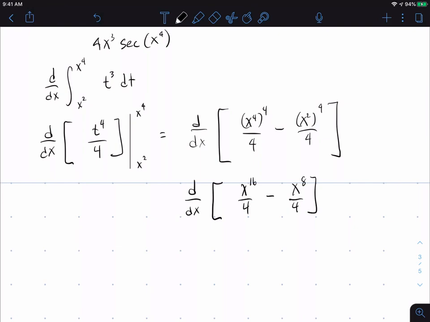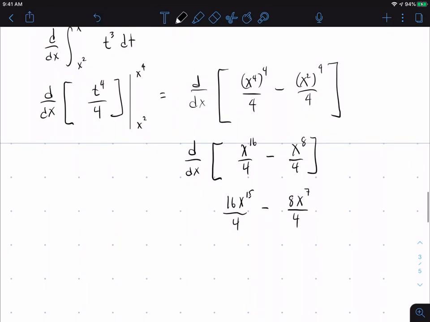Okay, now watch this, my friends. What's the derivative of x to the 16th? Isn't that 16x to the 15th over 4 minus 8x to the 7th over 4? Do you guys agree? And so isn't that going to be 4x to the 15th minus 2x to the 7th? Do you guys agree? So what I did in this problem is I did it in order. I did the integral, then after I did the antiderivative piece, I took the derivative of it and I got this as an answer.